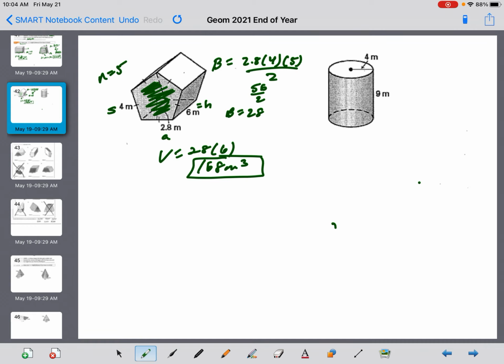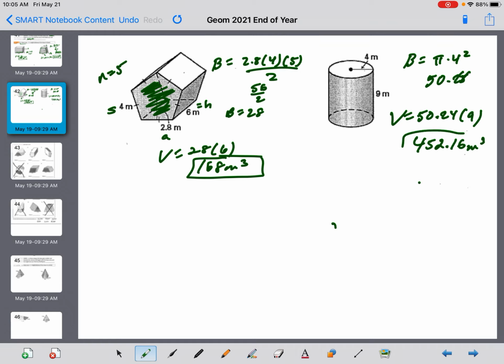So here the base area is going to be pi r squared, pi times 4 squared. When you get that done, your base is going to be 50.24. And then your height is 9. So your volume is 50.24 times 9. That's going to give you a volume of 452.16 meters cubed. Notice for my volume answers, I'm putting it in cubic units.